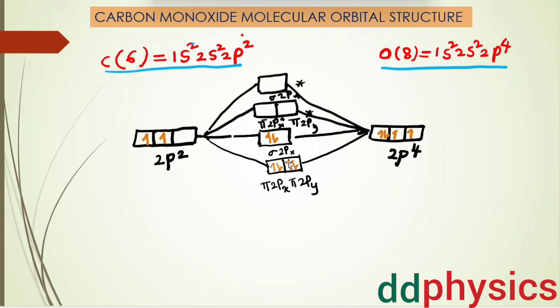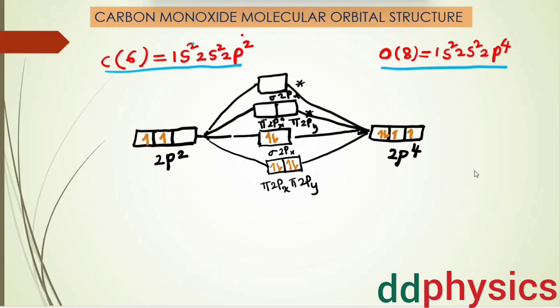Here in the molecular orbitals also, electrons are filled according to the electronic configuration rules: Aufbau rule, Hund's rule, Pauli's rule. Here we follow Hund's rule. So pi 2px and pi 2py get 2 electrons each because these two orbitals have the same energy, and sigma 2px has 2 electrons. According to Pauli's rule, every orbital gets a maximum of 2 electrons. So pi 2px 2 electrons, pi 2py 2 electrons, and sigma 2px 2 electrons, 6 electrons.